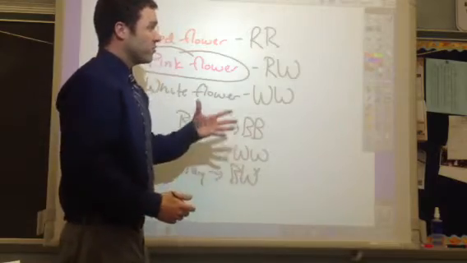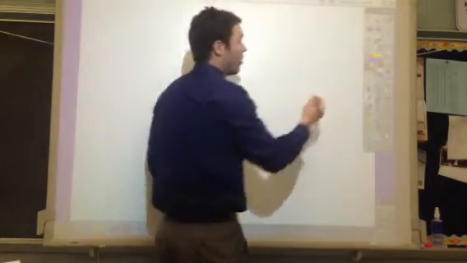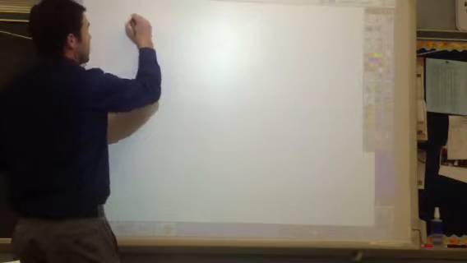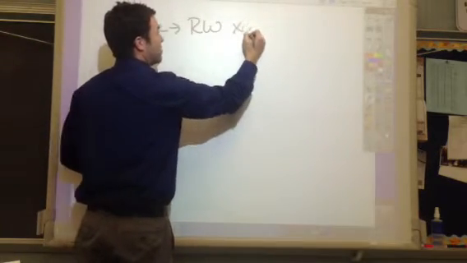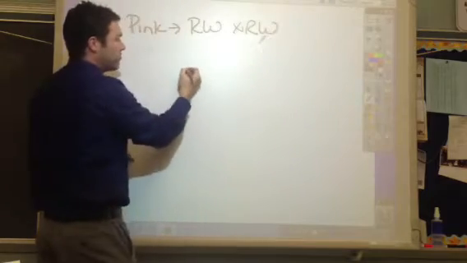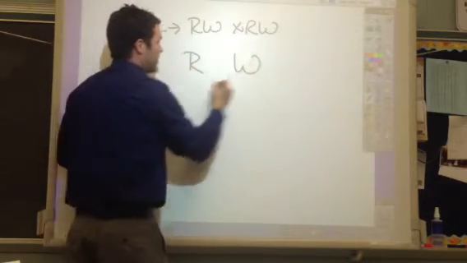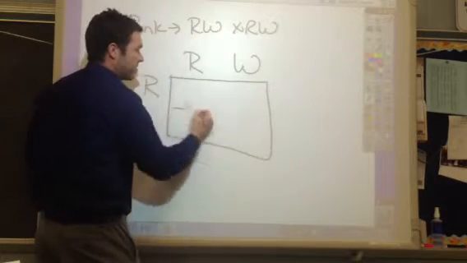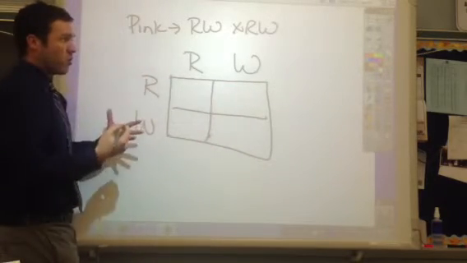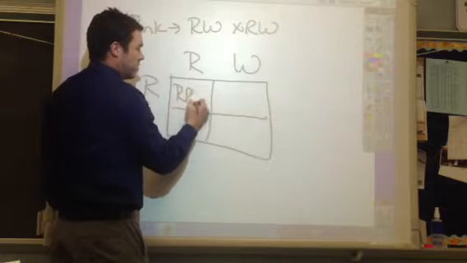So if I had to cross or do a Punnett square with this, and I said cross 2 pink flowers, I automatically know pink would be RW, so I'm crossing 2 RWs. The Punnett square is still the same. It's the notation that is the most important thing. So you would cross that, and it looks slightly different from a normal monohybrid cross.